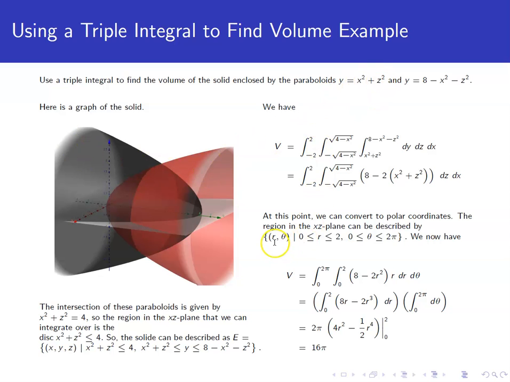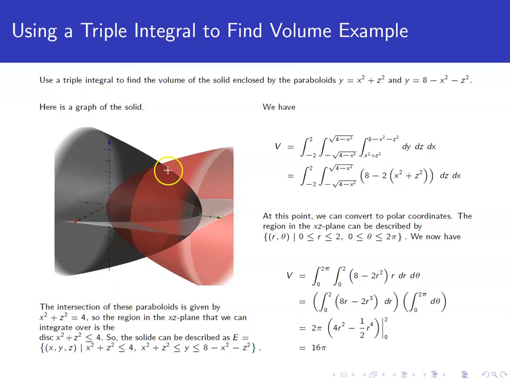So both of these paraboloids will go along the y-axis, if you will. The y-axis will be running right through the center of each paraboloid. One is kind of opening, if you will, in the positive y direction. That's the y equals x squared plus z squared. The other one's opening in the opposite direction.